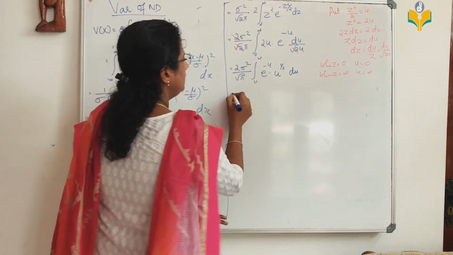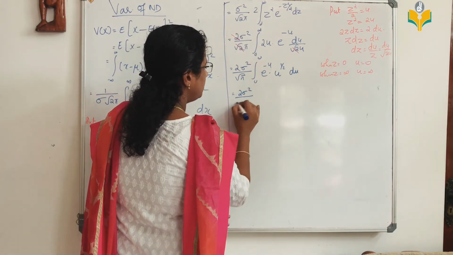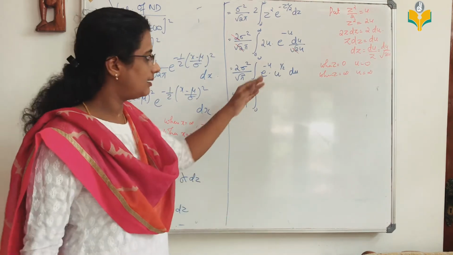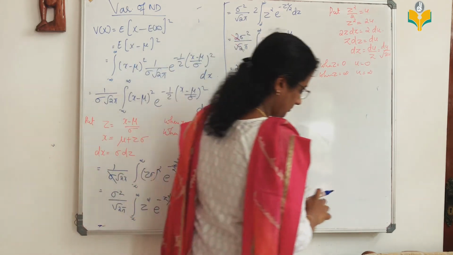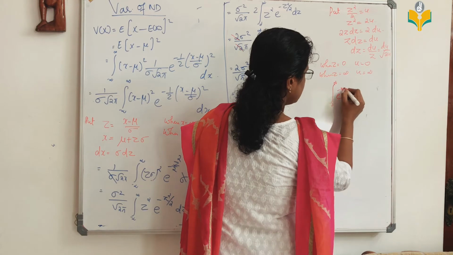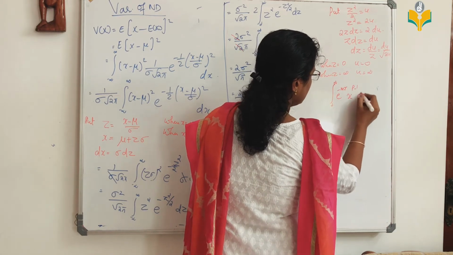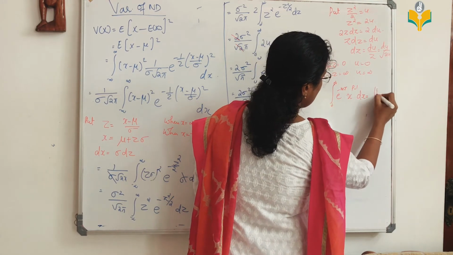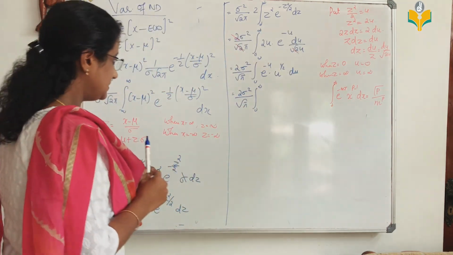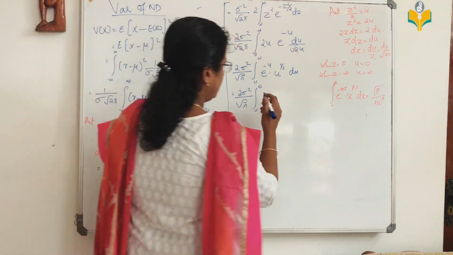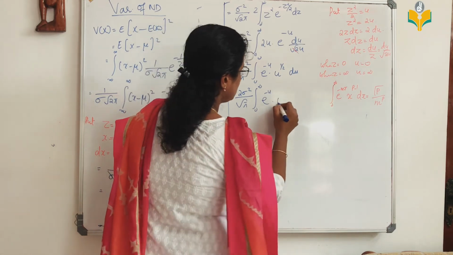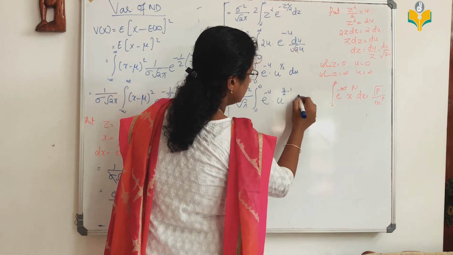Clear? Now I will write 2 sigma square divided by root pi into integral 0 to infinity. This is similar to the gamma function. You already studied about the gamma function. What is the gamma function? Integral 0 to infinity e raised to minus mx, x raised to p minus 1 dx equal to gamma p by m raised to p, isn't it? So I want to make this integral a gamma function. For that I am doing e raised to minus u, and u raised to 1 by 2 can be written as u raised to 3 by 2 minus 1.